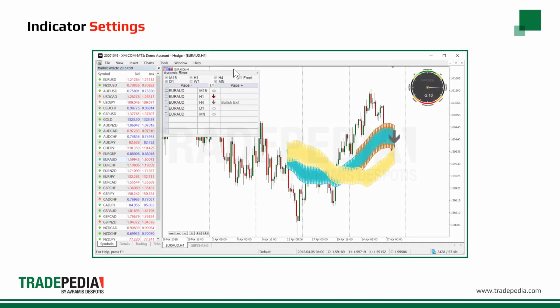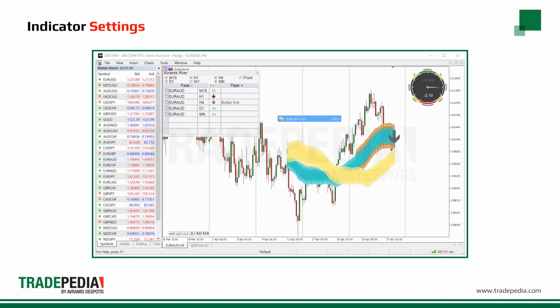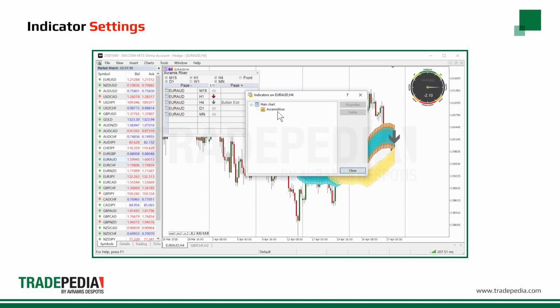The monitor panel outlines all signals on the enabled timeframes. Timeframes can be activated or deactivated from the top of the monitor panel. More options can be found in the indicator settings. To access the indicator settings, right-click on the chart and select Indicator List. Select the Avramis River indicator and click on Properties.